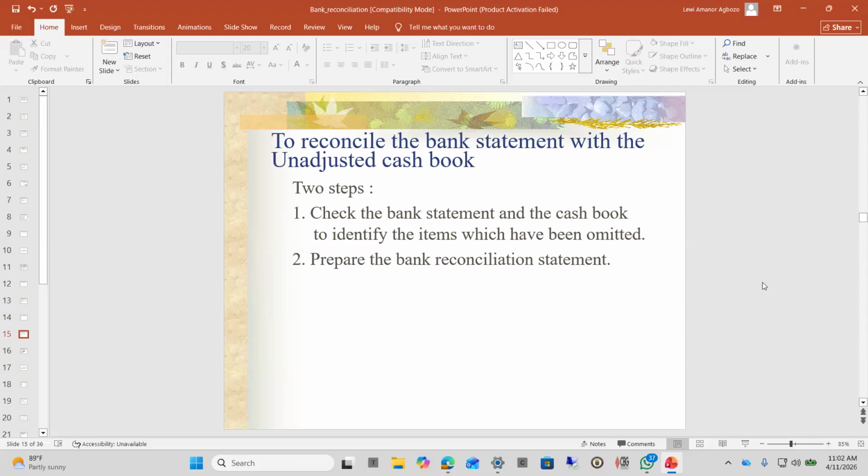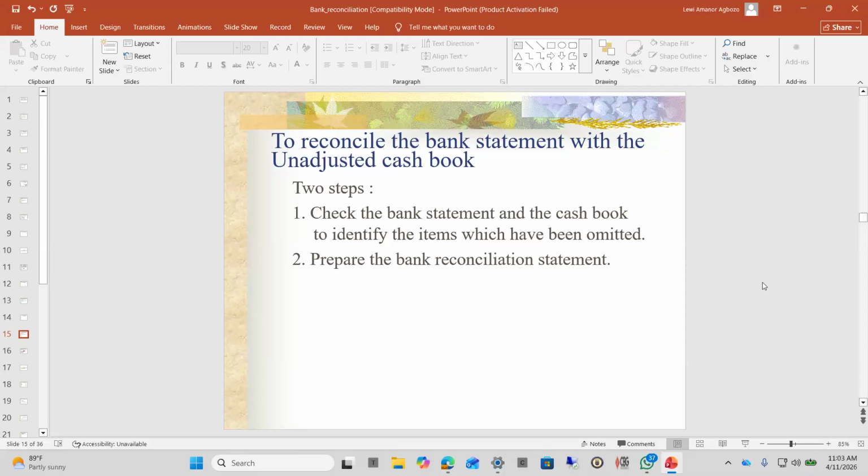Yes. Good. So in summary, what are you supposed to do when you get a bank statement and your cash book? You first check from your cash book and then your bank statement and see the items that were supposed to be in your cash book, but they were omitted. And then you adjust it in your cash book. Then after you have finished, you now prepare the bank reconciliation.